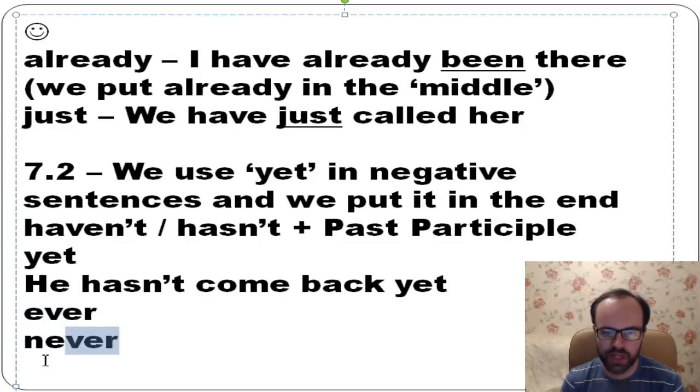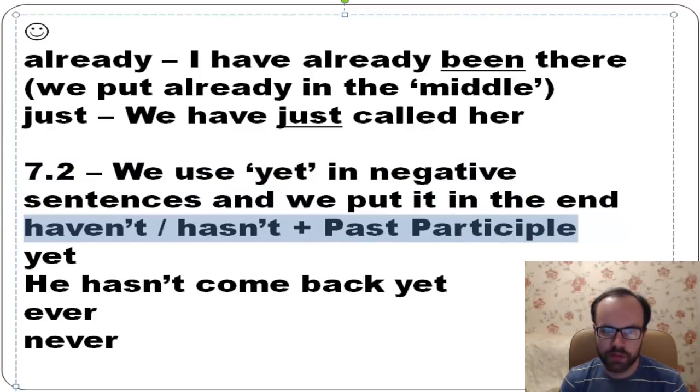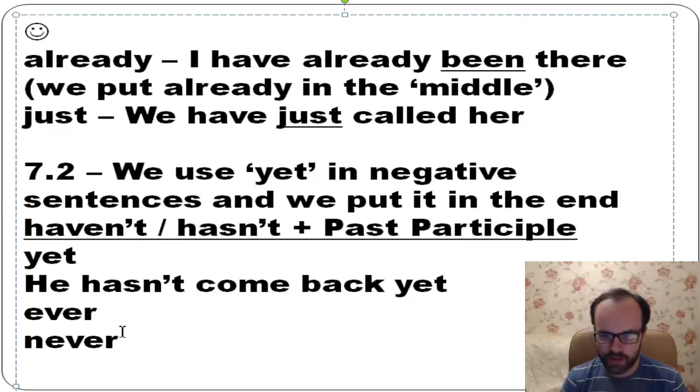So you see. Next, so already, I have already been there. We put already in the middle. Just, we have just called her. We use yet in negative sentences and we put it in the end. So haven't, hasn't plus past participle. He hasn't come back yet. And if you have ever and never.